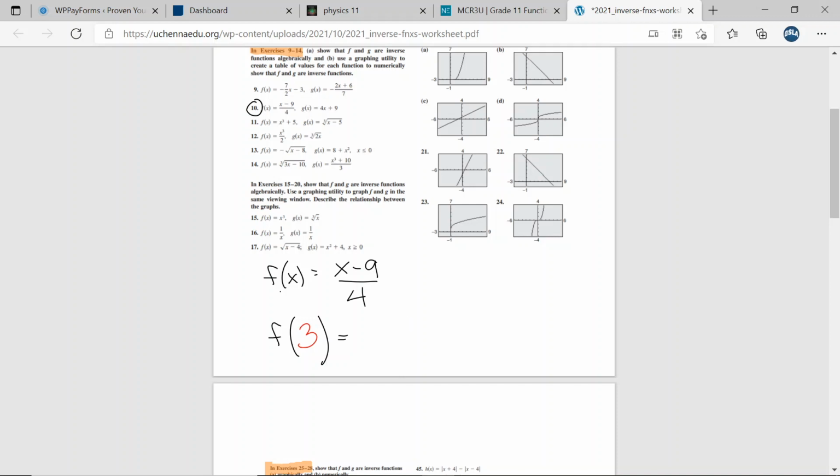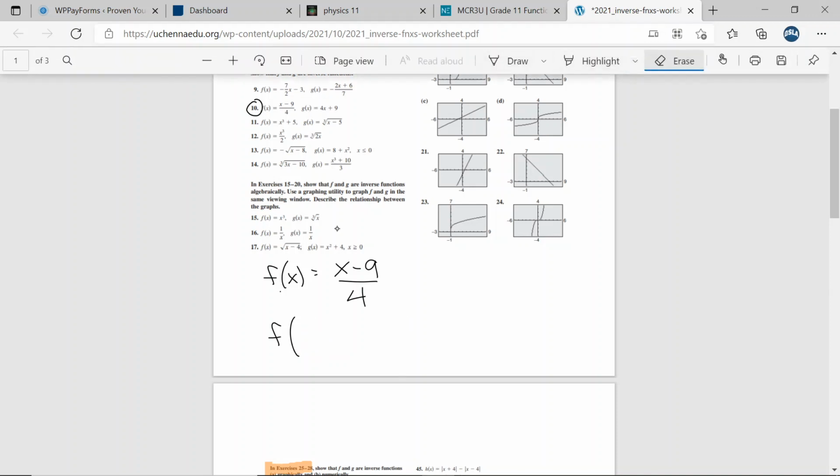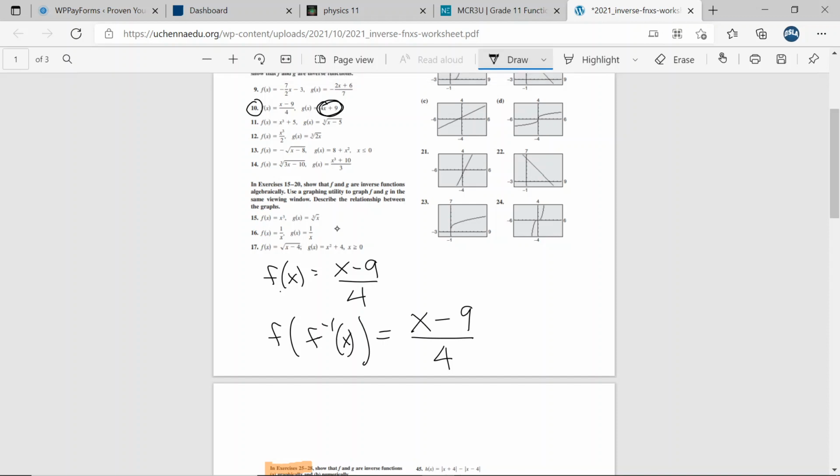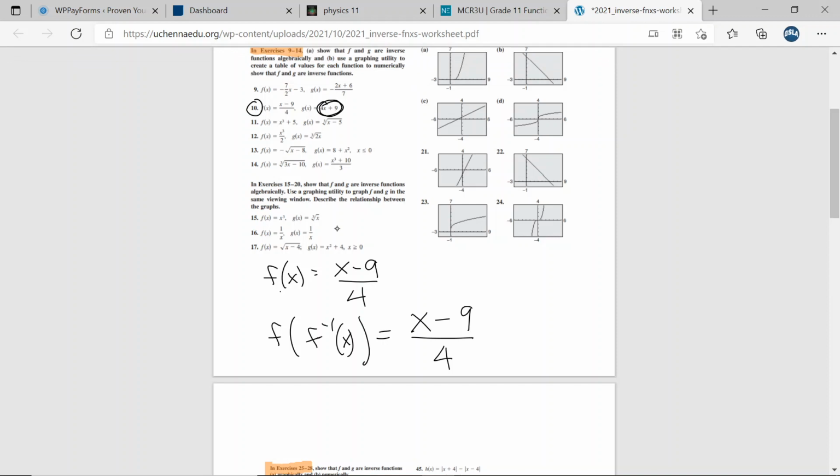Now, that doesn't have to be just a number, like I have here with f of 3. I could, in fact, put anything I want inside of that bracket. So my question to you becomes, what if I throw in the inverse, which is 4x plus 9? What if I put the inverse inside of my original function? That would be denoted as f of f inverse x. So what happens?